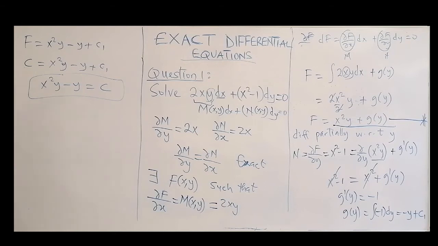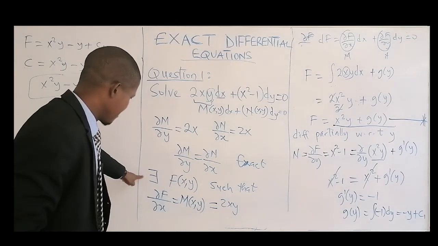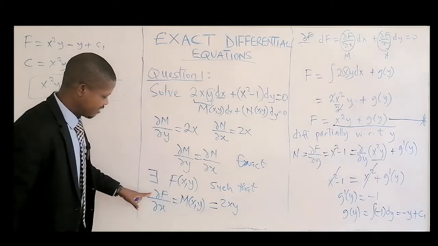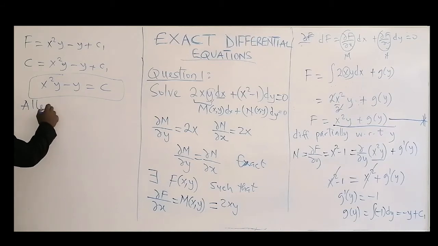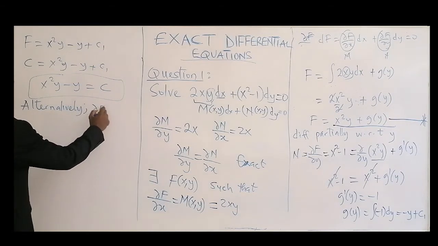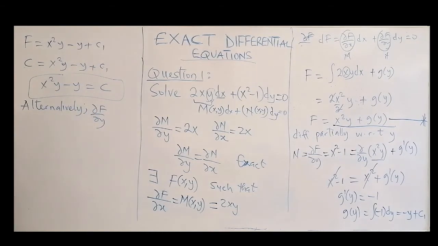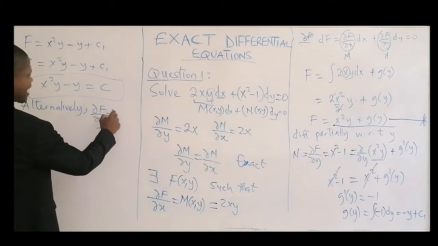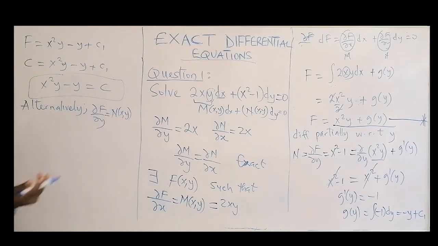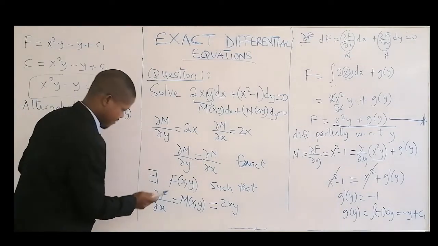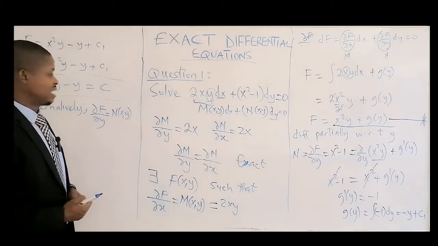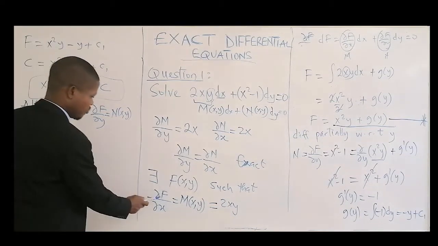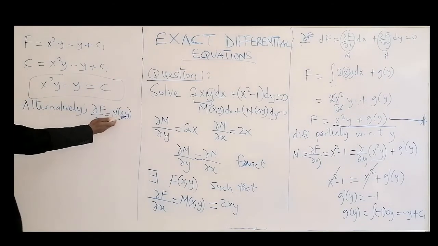Okay. And another thing I want to say here is that from here, when we took the partial differential of f with respect to x, we can also use another method alternatively. Alternatively, you can use delta f delta y, okay, which is equal to n. Because if it is exact, this will be equal to this, and this one also will be equal to this. If the equation is exact, these two functions will be equal to each other. So you can use this one also if you want to.